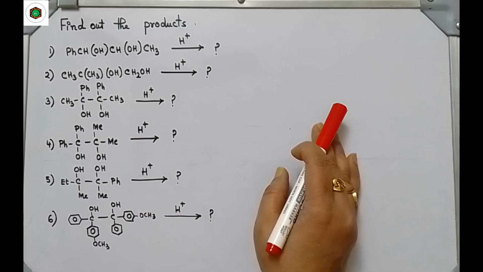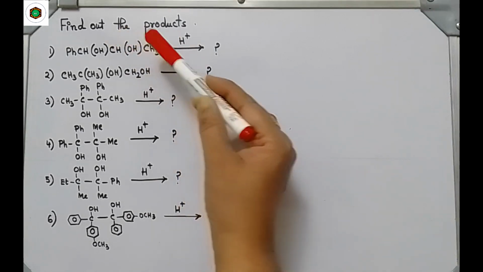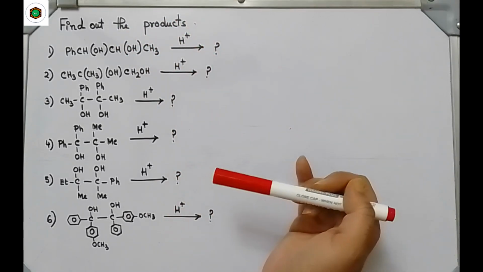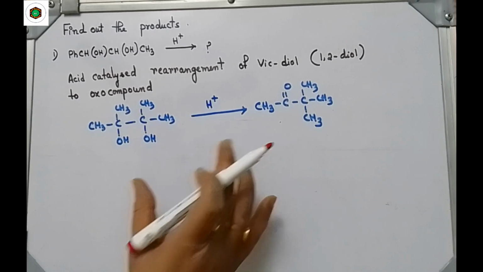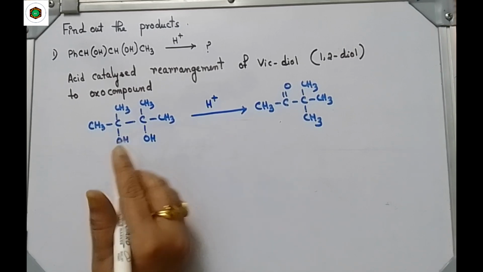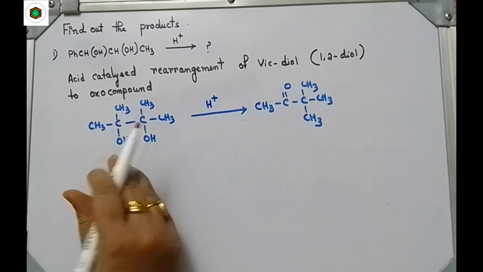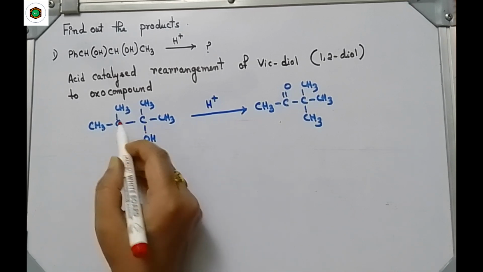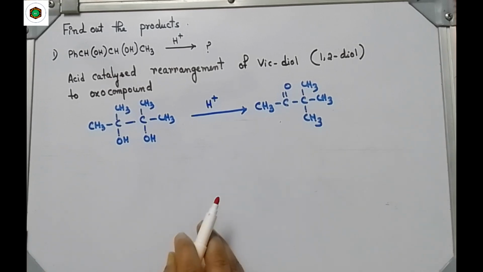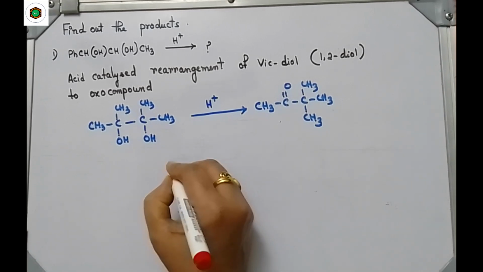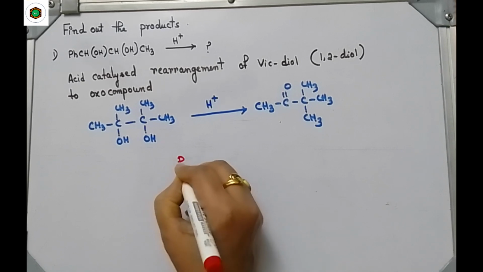In this lecture, I am going to find out the products of the following reactions. Now see, acid catalyzed rearrangement of vicinal diol. Vicinal diol means OH groups are at adjacent carbon atoms, or you can say this is 1,2 diol. This is known as Pinacol-Pinacolone rearrangement.